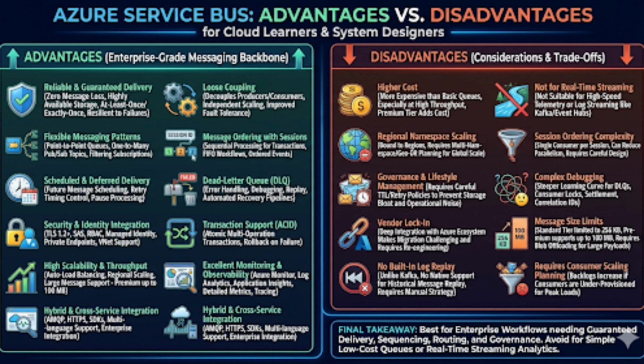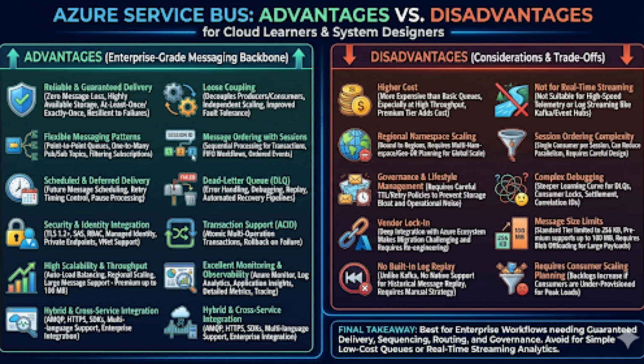10. Excellent monitoring and observability. Service Bus integrates with Azure Monitor, Log Analytics, Application Insights, metrics dashboards, diagnostic logs, alert rules, and message tracking. This gives teams visibility into throughput, latency, active message count, scheduled count, DLQ size, failed deliveries, and consumer health. 11. Supports hybrid and cross-service integration. It supports AMQP, HTTPS, SDK clients for .NET, Java, Python, Go, JS, making it great for on-prem to cloud communication, multi-language microservices, and enterprise integration patterns.